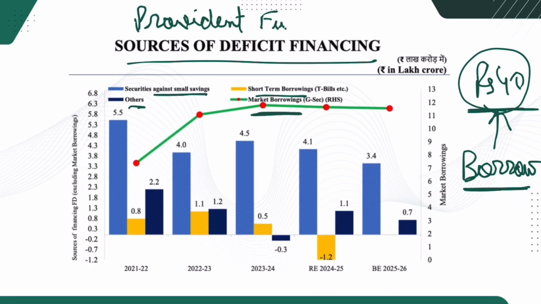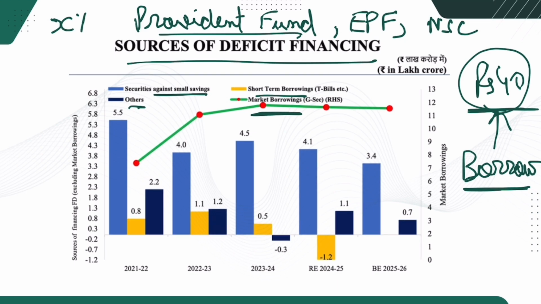Okay, PF, EPF, National Savings Certificate. We save our money over here because these funds provide us with good interest rates. And we can save our money in these funds for the long term. Okay, so for 10-20 years, and after 10-20 years, you'll get a lot of money back, right? Because you'll be paid interest on it.